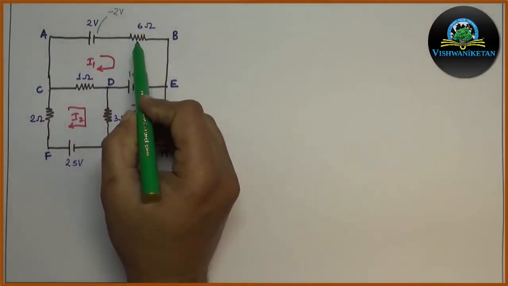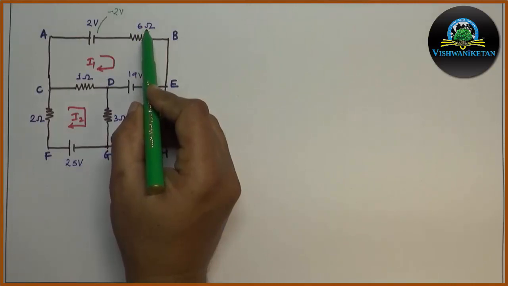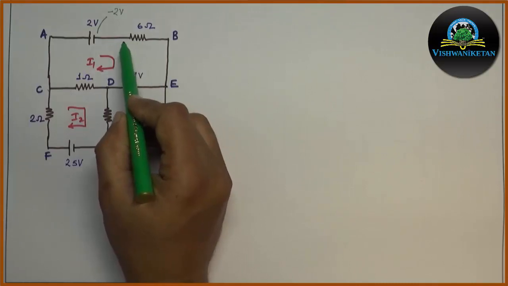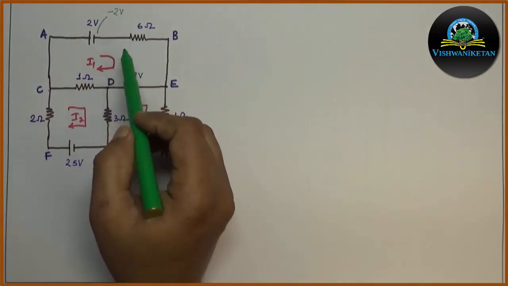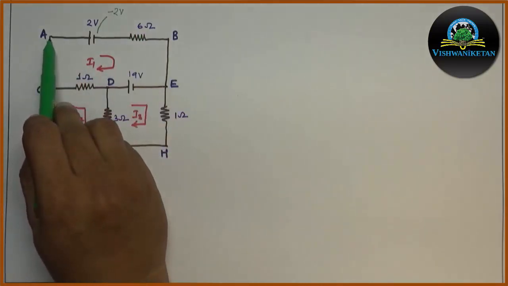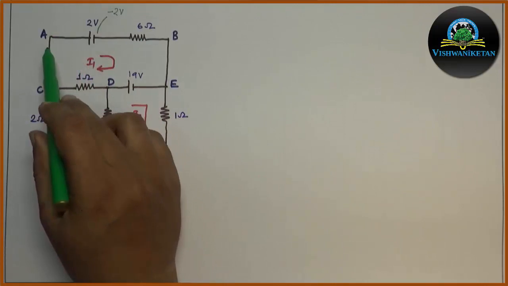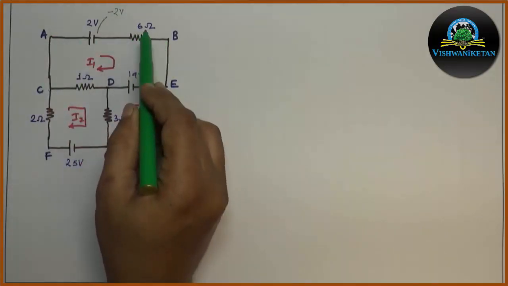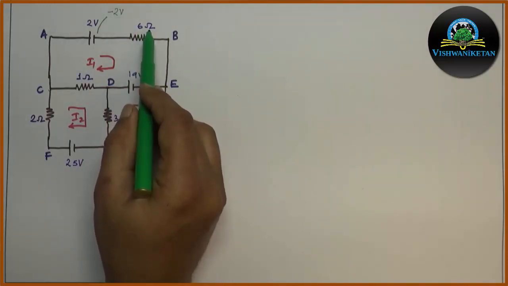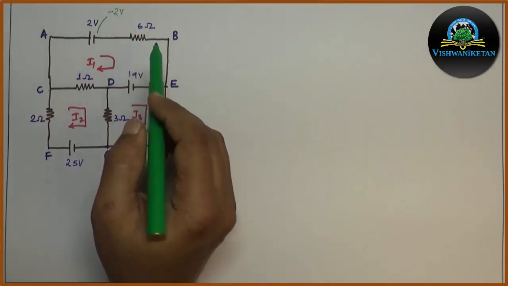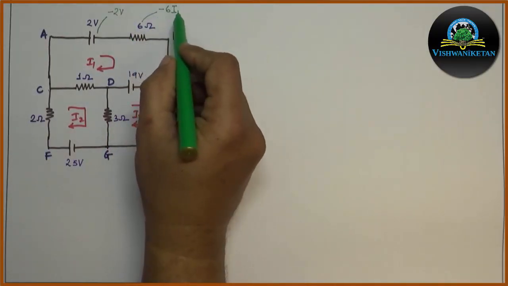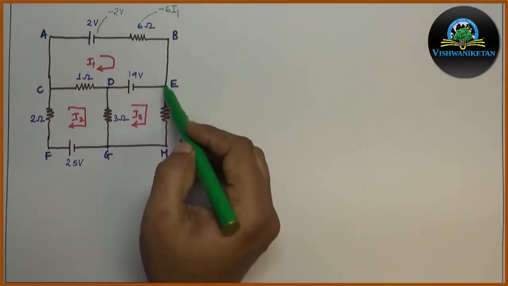Then in the second part, we have a 6 ohm resistor. When I1 is flowing through this 6 ohm resistor, a voltage drop will be developed across this resistor because of I1 and the 6 ohm resistor. Now the loop direction is A to B and my current direction is also from A to B. So both the directions are same. Hence this voltage drop across 6 ohm will be considered negative as per sign convention, and its value will be written as minus 6 I1. Then B to E we don't have anything.